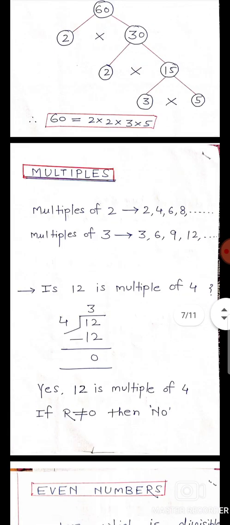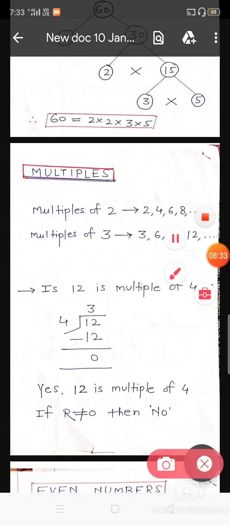What are multiples? If I ask you, what are the multiples of 2? Then your answer will be 2, 4, 6, 8, and so on. All the numbers which are divisible by 2 are known as multiples of 2. Okay.